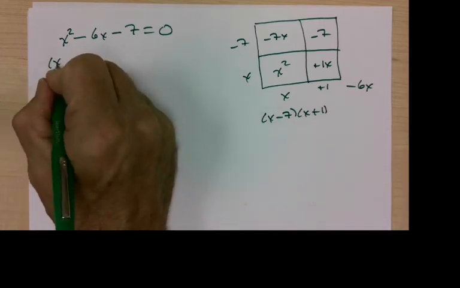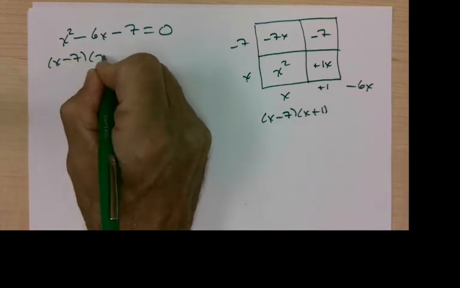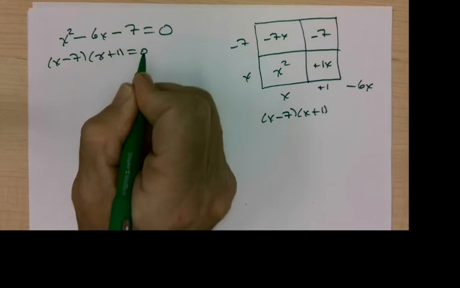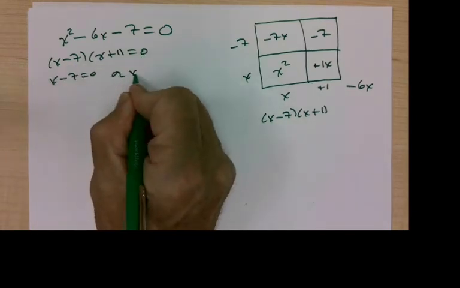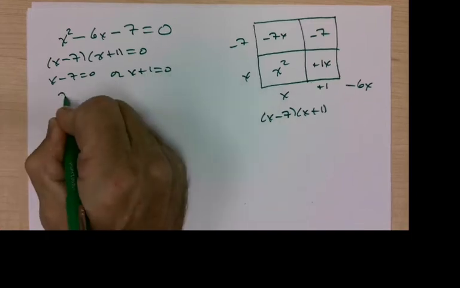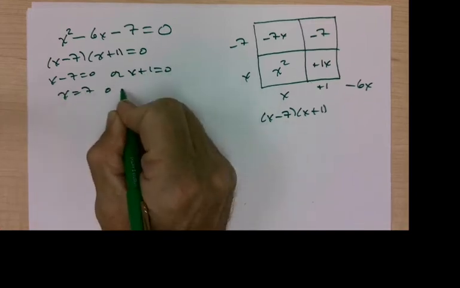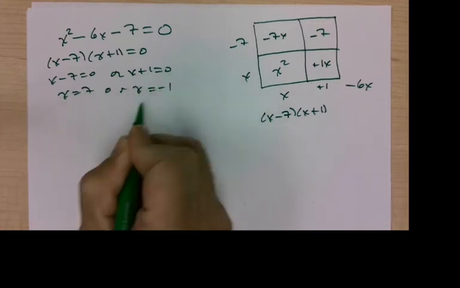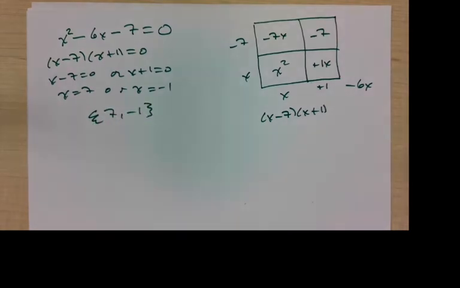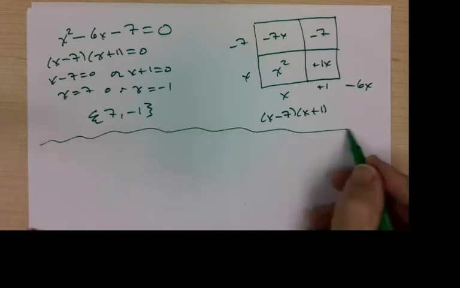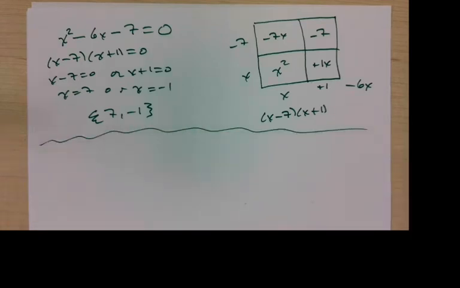So x minus 7 times x plus 1 equals 0. X minus 7 is 0, or x plus 1 is 0, so we get x is 7, or x is negative 1. But again, completing the square can solve problems that can't be factored, which you'll see in our next example. But we want to go ahead and solve this with completing the square.